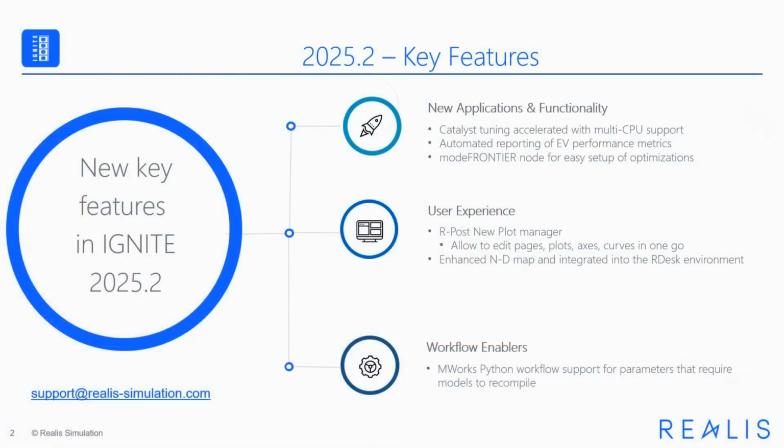Let's start with a quick high-level overview. There are three main pillars for improvements this time. This is new applications and functionality, user experience improvements, and workflow enablers.